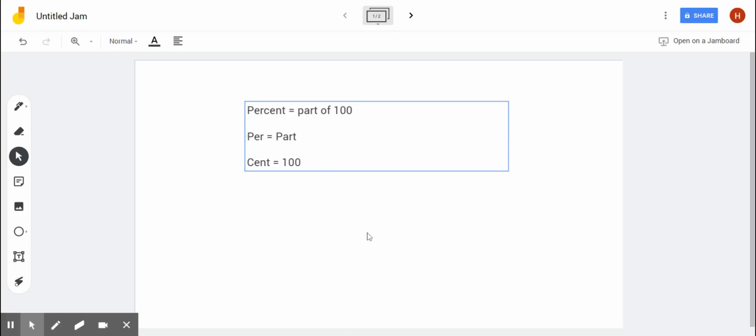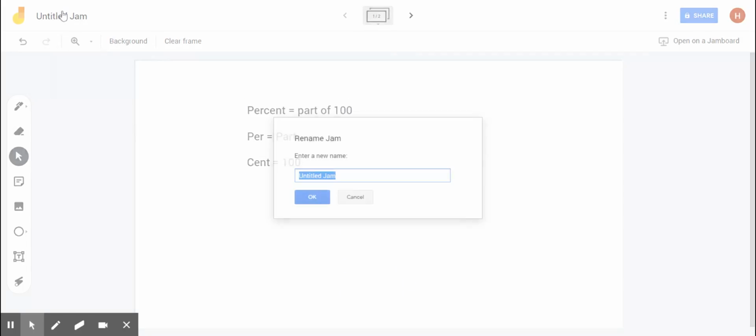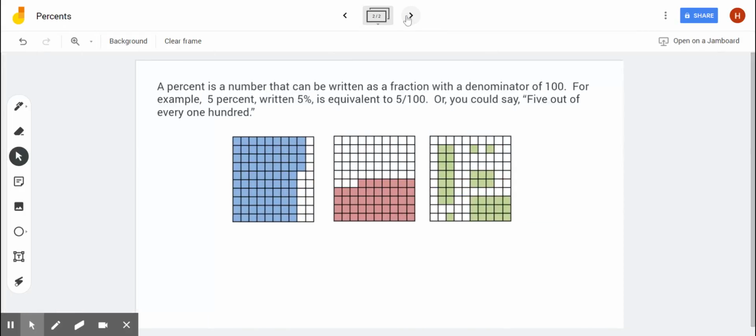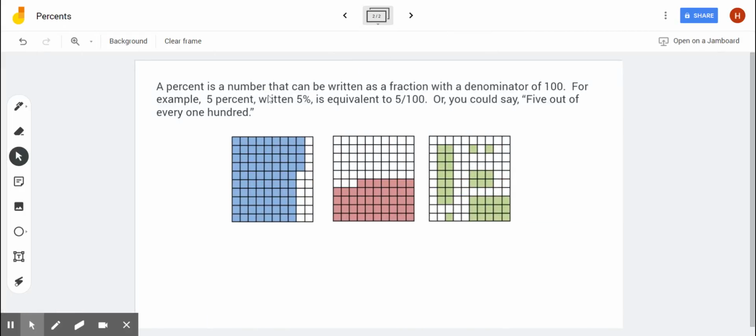So I suggest you pause the video whenever you want to take some notes, okay? So again, today we are working on percents and their relationship with fractions. So we're going to go to this next slide here. A percent is a number that can be written as a fraction with a denominator of 100. For example, 5% is equivalent to 5 out of 100 because remember, percent is part of 100. Or you could say 5 out of every 100.